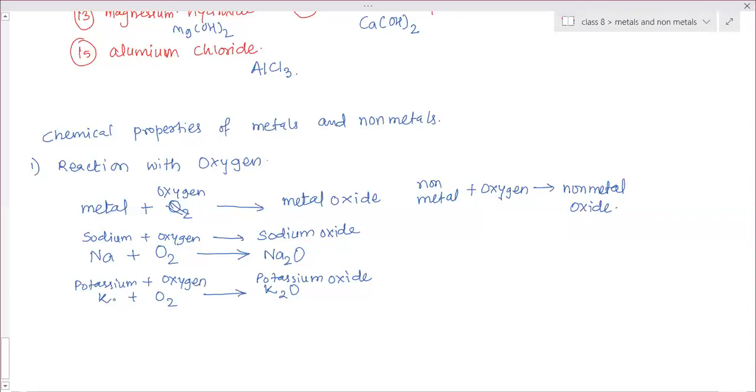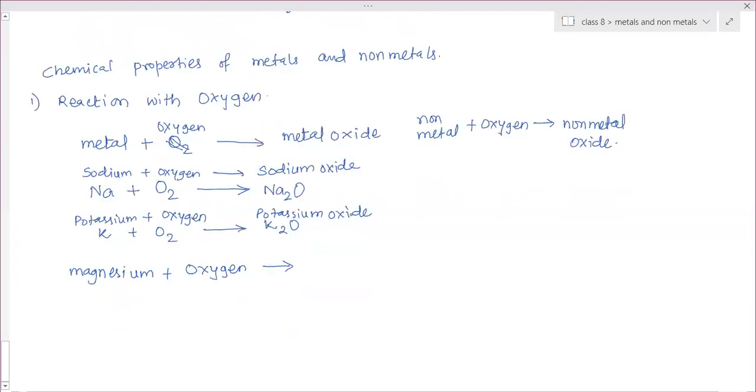Then magnesium burns in air, that is, combines with oxygen when heated. It will form MgO, magnesium oxide. So magnesium plus oxygen forms magnesium oxide.